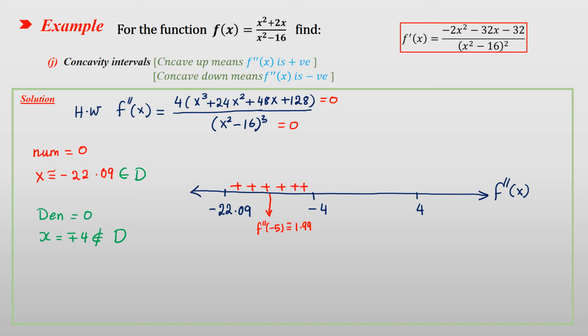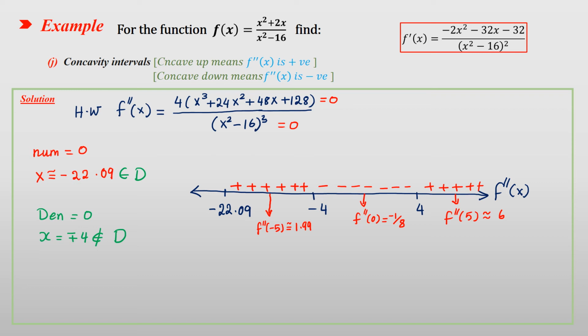And you can take 0 between negative 4 and 4, so f double prime of 0 equals negative 1/8. So in this interval we have a negative sign for the second derivative. Then you can take 5 in this interval and check the sign of f double prime, and using a calculator f double prime equals 6. So this interval is positive.